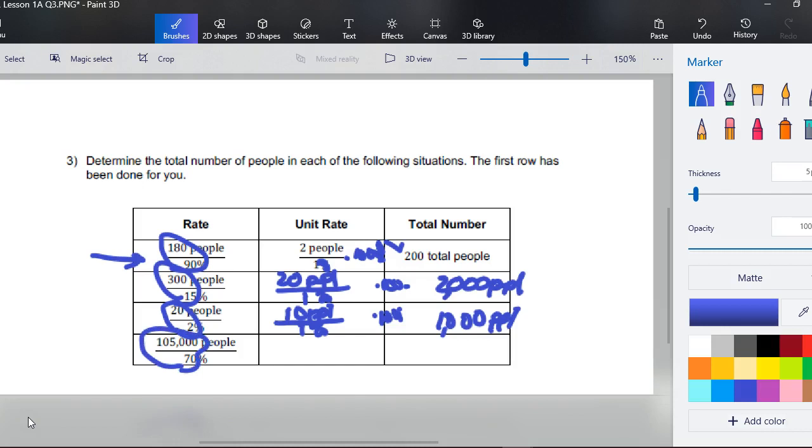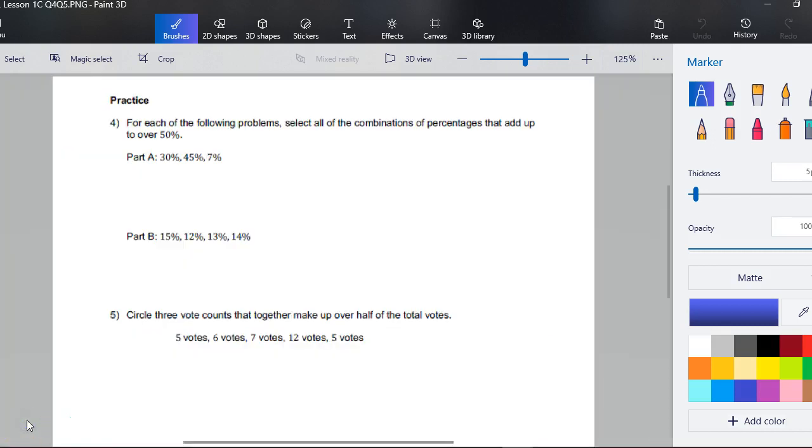105,000 divided by 70 is 1,500 people per every 1%. When I multiply that times the 100, I get the 1,500 to begin with, 2 more zeros, and that is 150,000 people. Hit pause, go do 4 and 5, and then come back and watch the video.